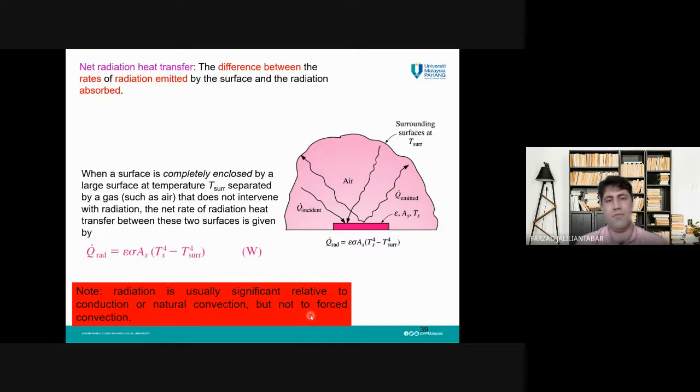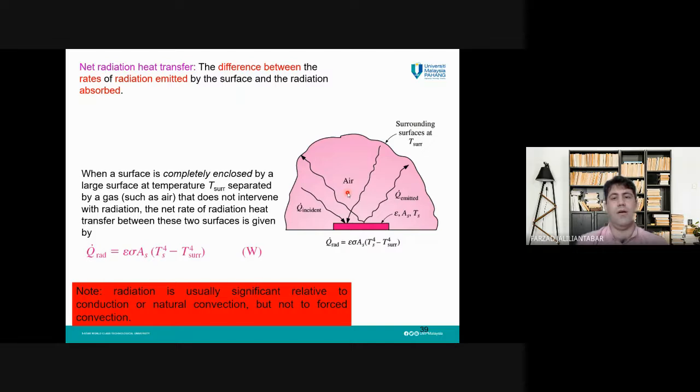This is some extra information for you because sometimes you can even neglect conduction. For example, here in our assumption, we assume that air is not acting on the heat transfer process, because if you notice, here we have conduction through the air.